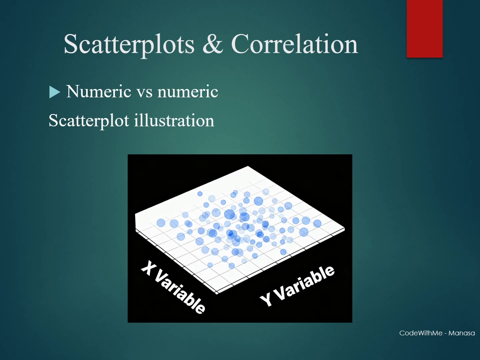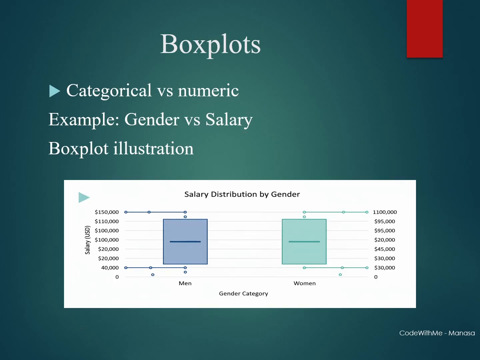We can use box plots also, to compare a numeric value versus a categorical value. It compares a numerical value with a categorical value, like let us take gender versus salary. Gender is a categorical variable and salary is a numeric variable. Here is the box plot illustration with men and women. Men and women are gender and they have a salary distribution here. You can see on the screen. A box plot shows the median, quartiles, spread of data, and outliers. Box plots are extremely useful for spotting inequality and unusual behavior in categories.